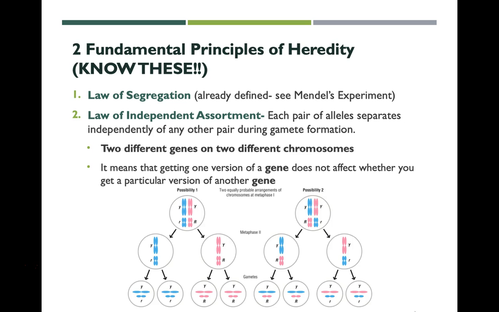So Mendel's work was important because he was able to show 2 fundamental principles of heredity. Now Mendel didn't actually use all of these terms, alleles and gametes and chromosomes and things like that, but once we had an understanding of meiosis and how chromosomes were separating and moving, we could link Mendel's work to the ideas of meiosis. So we talked about the law of segregation already. That's where your homologous chromosomes separate and each gamete gets 1 copy of an allele from a homologous pair.